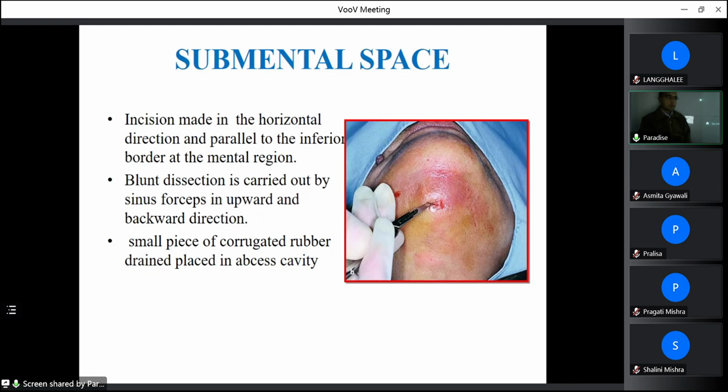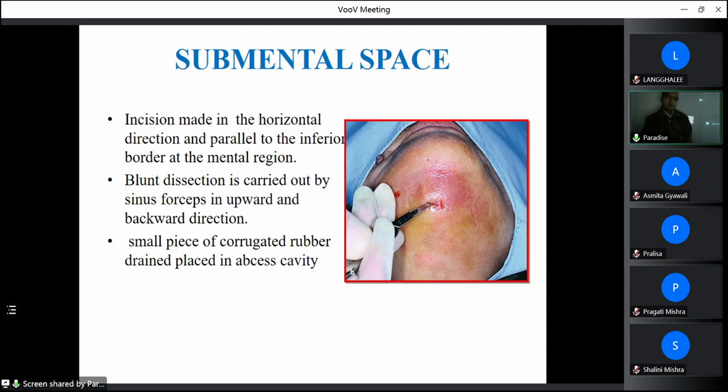The submental space infection is usually associated with either infection of the lower anterior tooth or symphysis fracture. If the symphysis fracture is infected, it may lead to submental space infection. If there is any periapical lesion in the lower anterior region, if it is associated with the central incisor or lateral incisor of the mandible, then it may lead to submental space infection. So whenever there is a collection of pus, we have to give a stab incision and drain it.